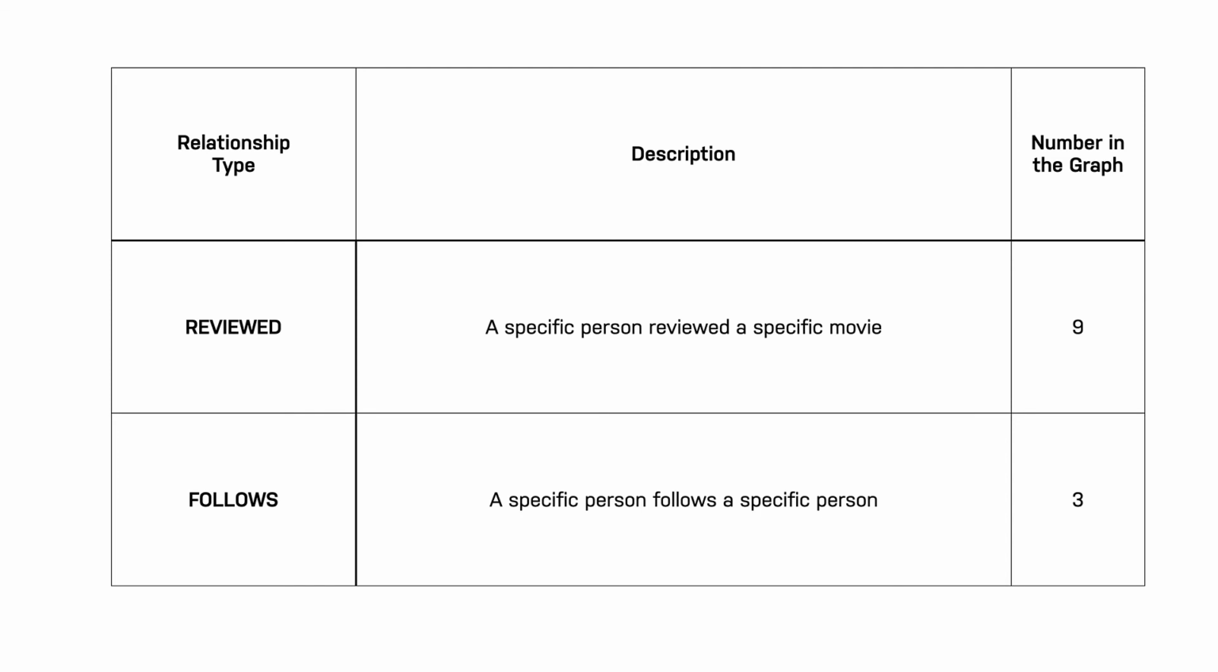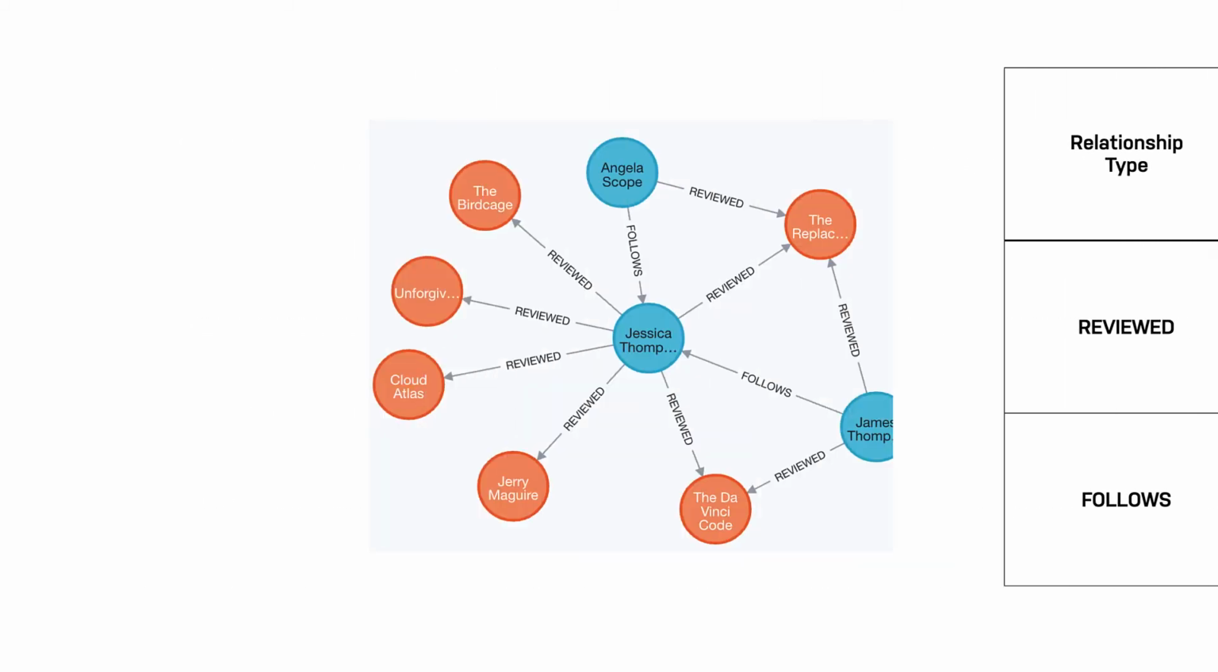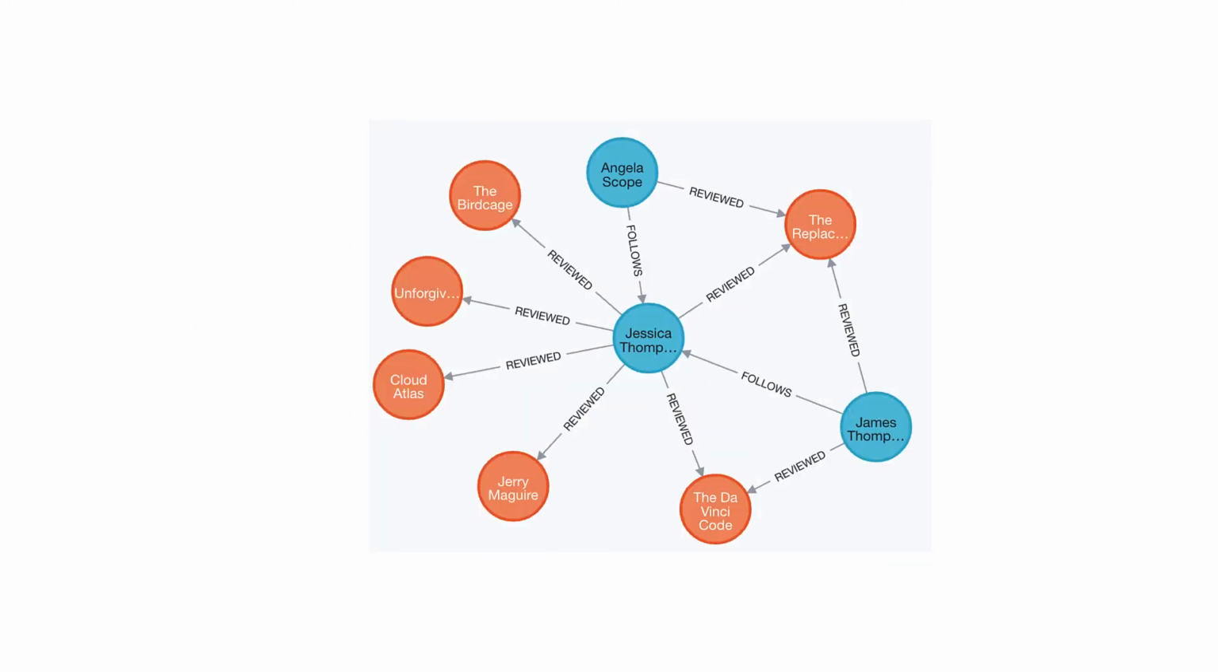Using these relationships, people can be reviewers, followers, or followees. In the movie graph, people who review movies or follow other people are not actors, directors, writers, or producers. Here are the reviewers in our starter movie graph. We have three person nodes here for people who reviewed movies. All three of these reviewers reviewed the movie The Replacements. Two people here are following Jessica Thompson.